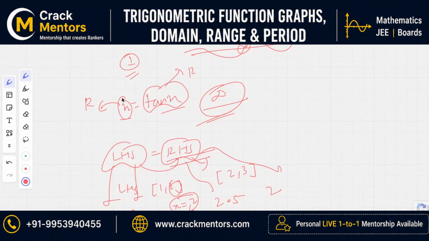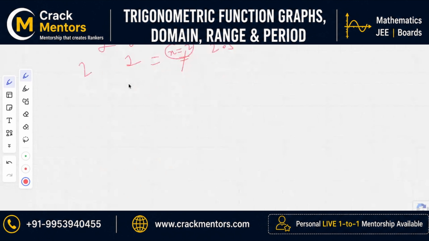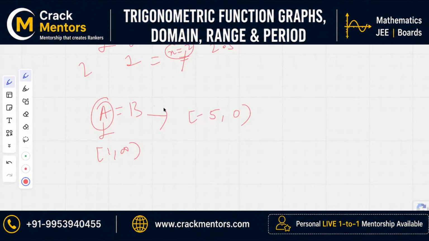Let's say I have to solve a equals b. The range of this is from 1 to infinity, and the range of this is from -5 to 0. Can you tell me the number of solutions of the equation a equals b? 0. Correct, because they don't have any common point in the range, so they can never be equal. Yeah. Okay.